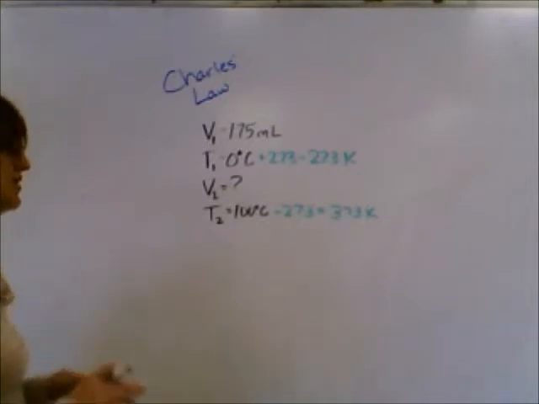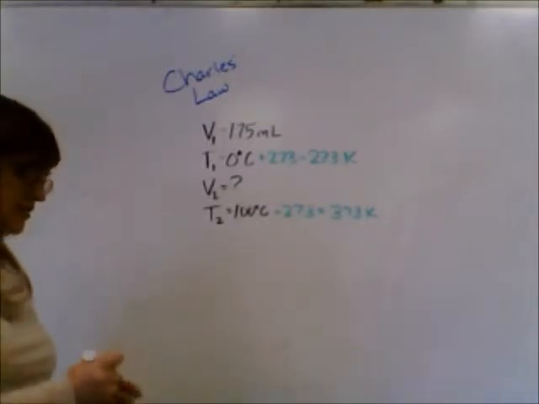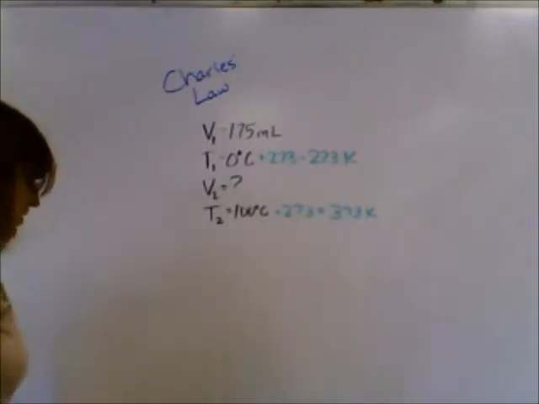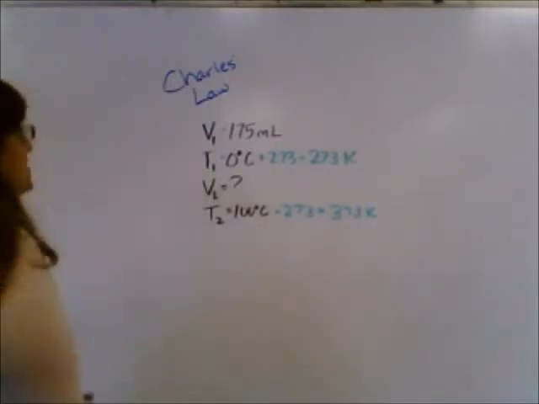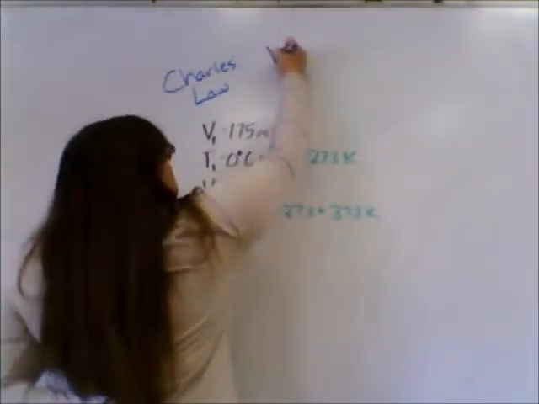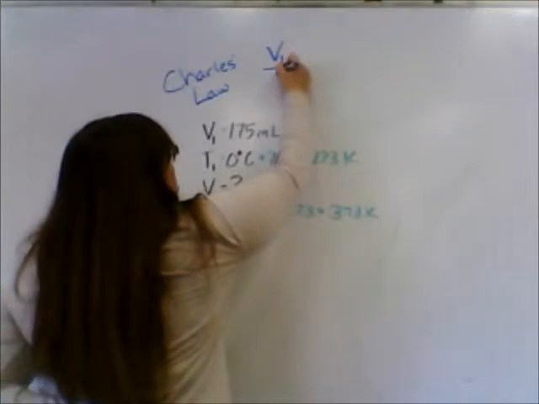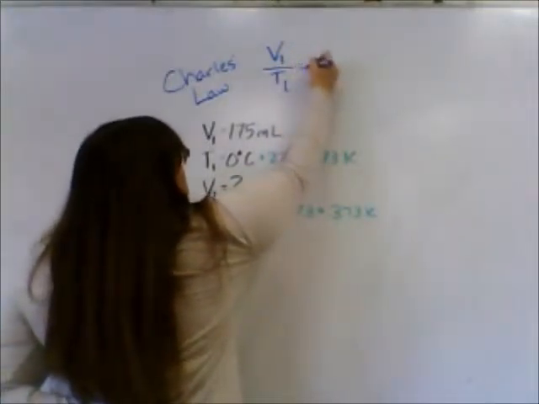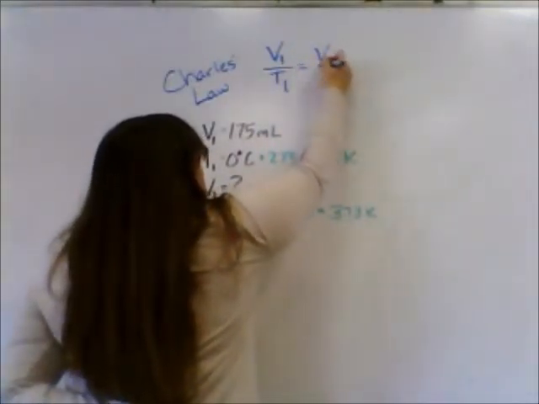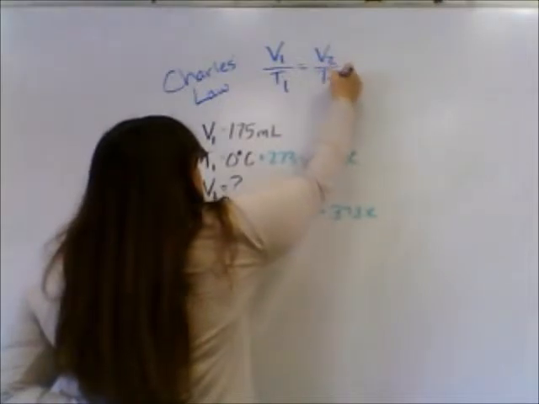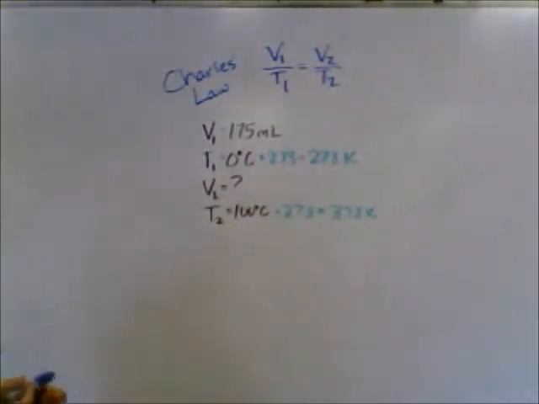Now we need to use Charles' law. Charles' law itself is V1 over T1 is equal to V2 over T2. What this means is that if our temperature goes up, our volume goes up. If our temperature goes down, our volume goes down. We will get through how to solve for temperature in just a moment.